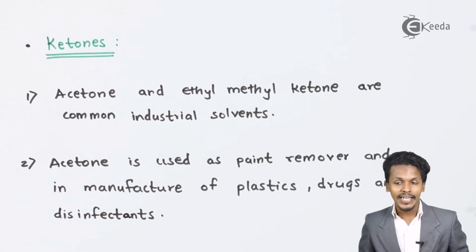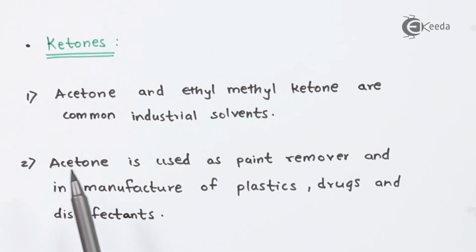Talking about the next one, that is acetone. Acetone is a ketone which is used as a paint remover, or it is used in industries which make paint remover, as well as being a main component in the formation of nail polish. So acetone is also used in that. And talking about the next one, it is used in the manufacturing of plastics, drugs and disinfectants. So these are certain uses of ketones as well as aldehydes that we have discussed.